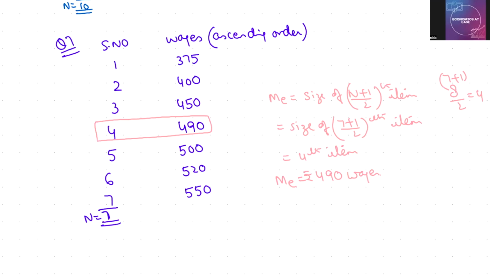Okay, this is the end of the individual series. We have done 7 questions on individual series, okay, of median. Next, I'm going to start the discrete series.